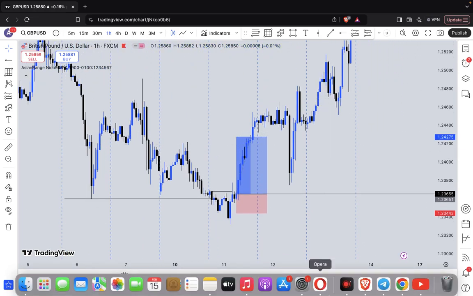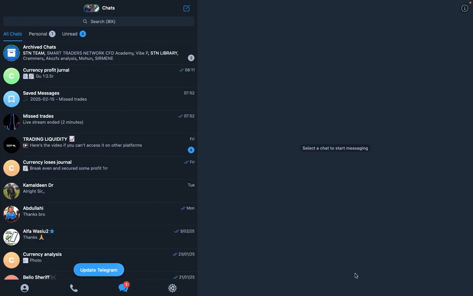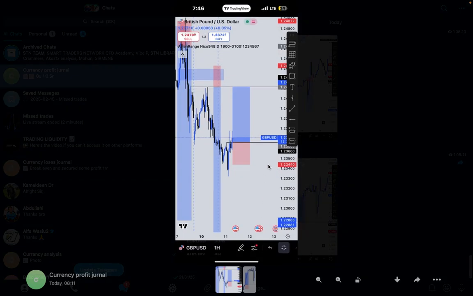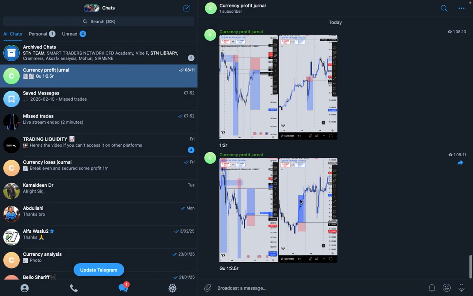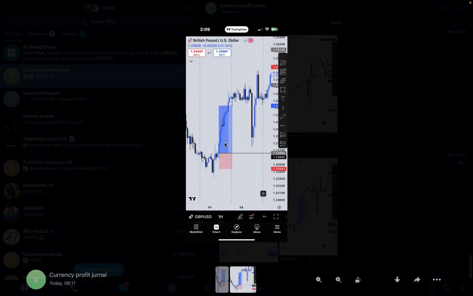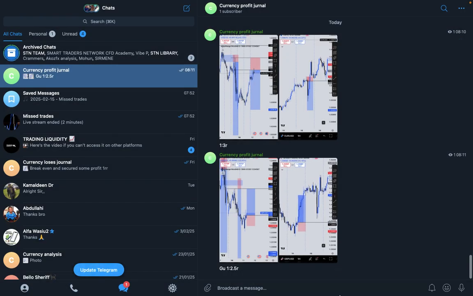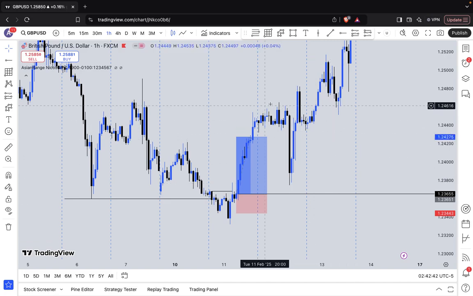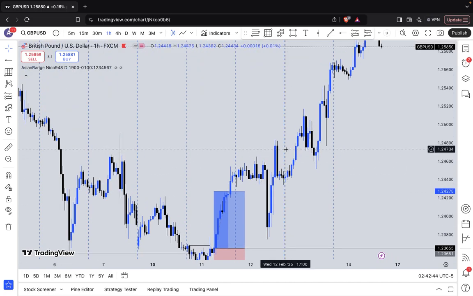So this was the trade. I think I have it on my Telegram. Yes, I have it. This was before, and this was after. So that's how I got my entry on the GBPUSD. I'll be dropping more videos. I got my entry on EURUSD.